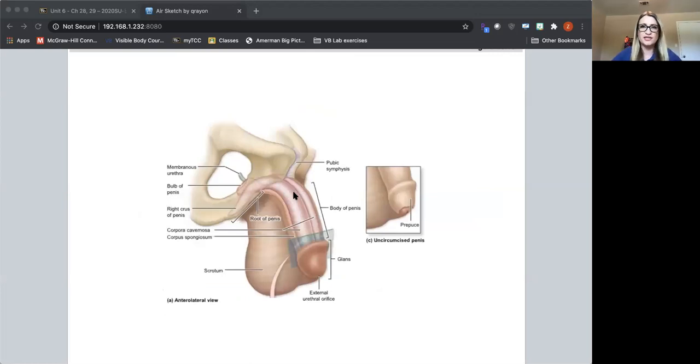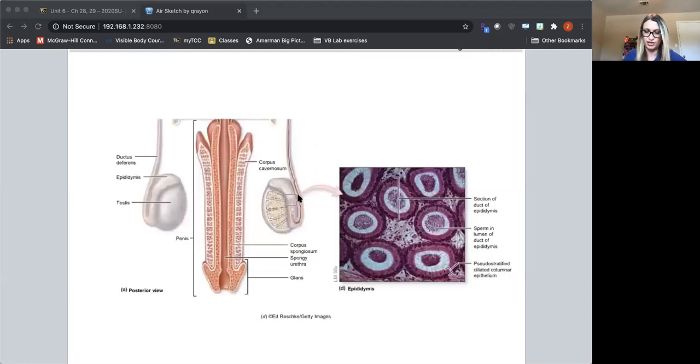Okay, another accessory structure is the penis here. Make sure that you're able to label the parts here. I think this is external, and internal as well, but make sure that you're able to label the root, the body, the glans, the orifice, and everything that's labeled on here. Okay, again, that's just the labeling practice.